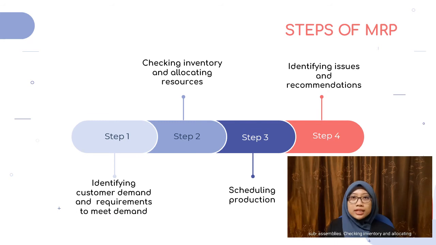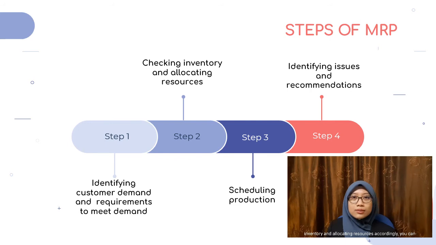Number 2, checking inventory and allocating resources. Utilizing the MRP to check demand against inventory and allocating resources accordingly. You can see both what items you have in stock and where they are. This is especially important if you have inventory across several locations.